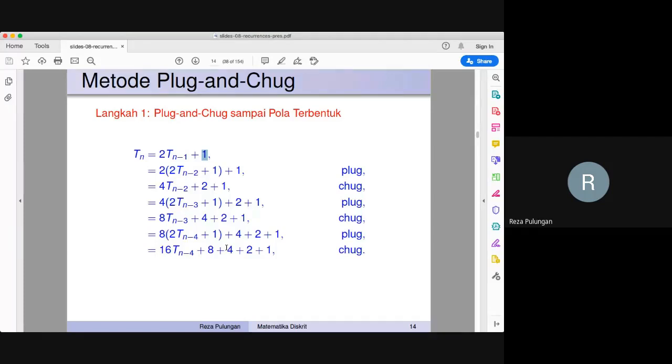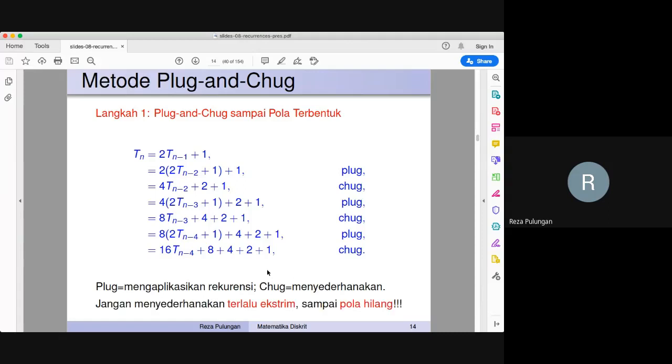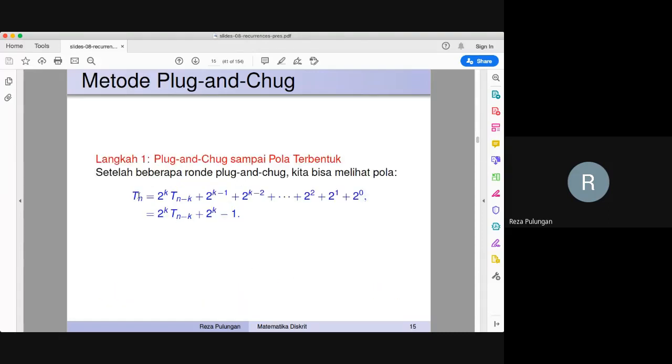So based on this, I have been able to see a pattern right now. And the pattern is this one. Tn is equal to 2 to the power of k multiplied by Tn minus k, plus 2 to the power of k minus 1 plus 2 to the power of k minus 2, and so on until 2 to the power of 2 plus 2 to the power of 1 plus 2 to the power of 0. And if you sum this all up, this will be equal to 2 to the power of k, like I said, minus 1. So this is our pattern.